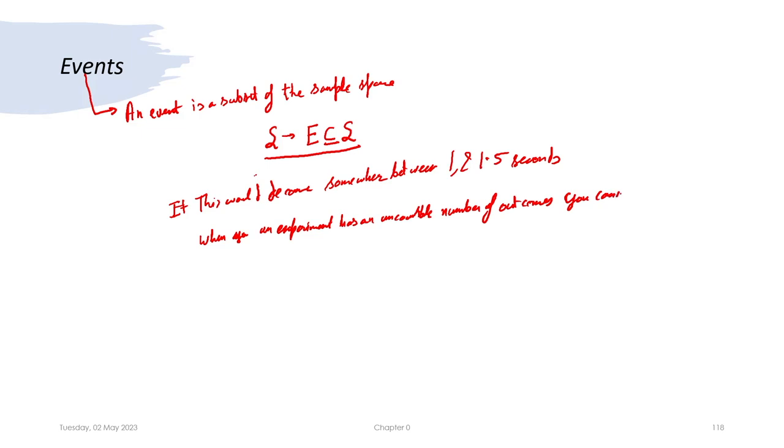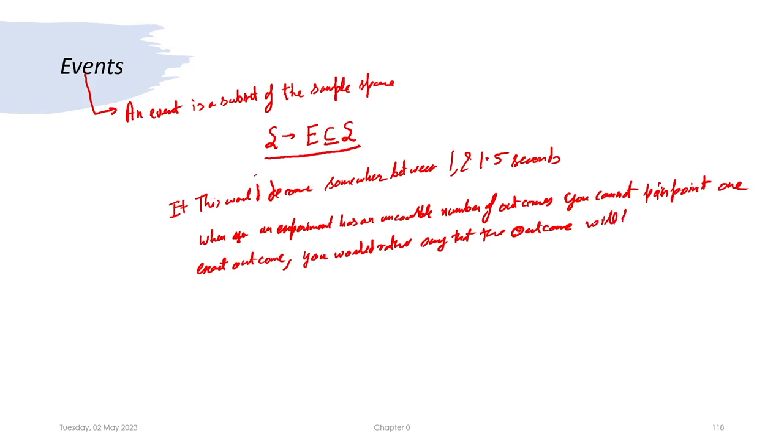you cannot pinpoint one exact outcome. You would rather say that the outcome will be approximately this or would be in a said range. Obviously, the more precise you want to be about the outcome, the smaller will that range be.